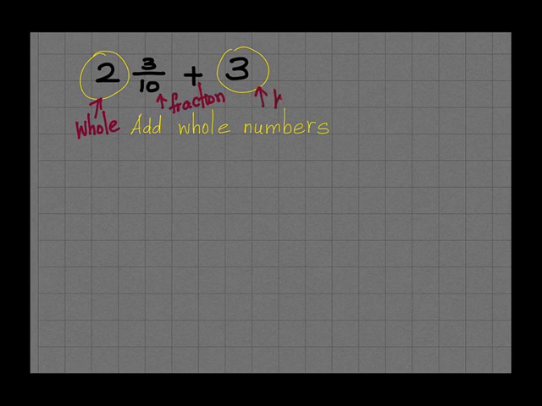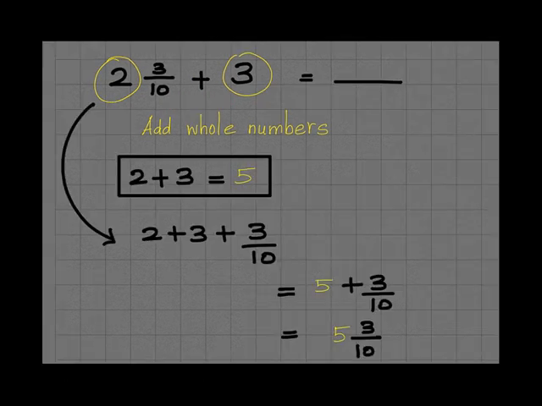So we have another whole number, 3. So we are going to add two whole numbers together. When we add two whole numbers together, we get 5. Okay, so 2 plus 3 is 5. 2 plus 3 plus the fraction 3/10. Now we get 5 plus the fraction 3/10. 5 plus 3/10 can be written as 5 3/10.